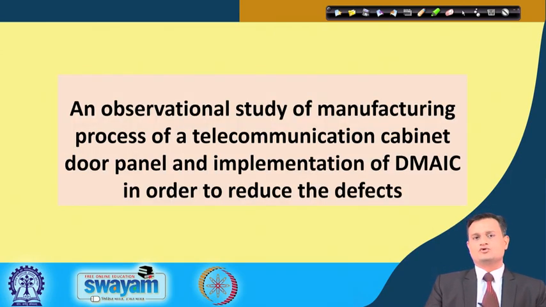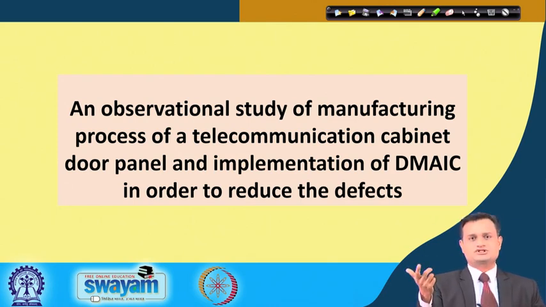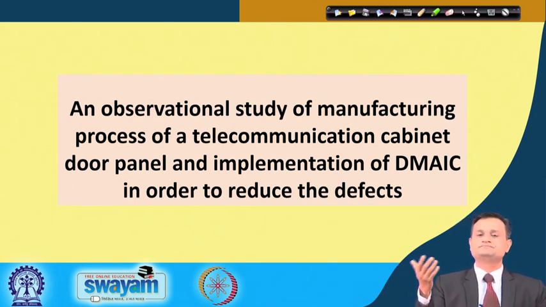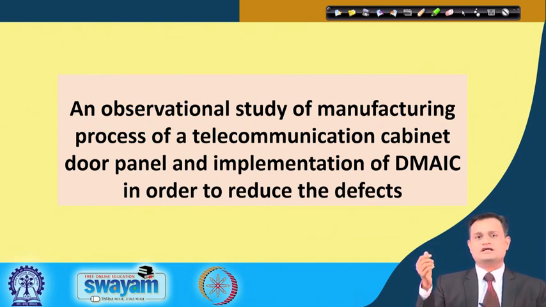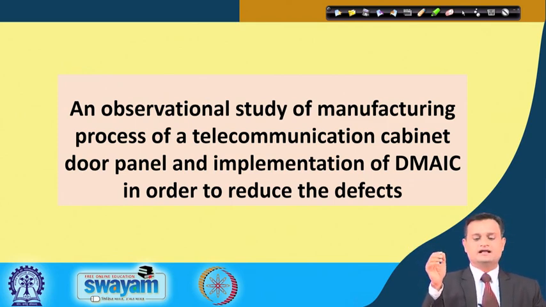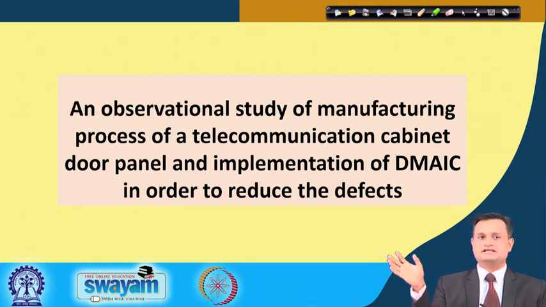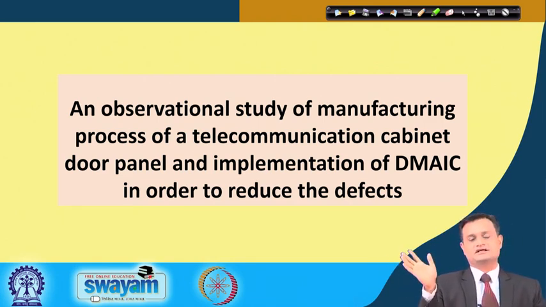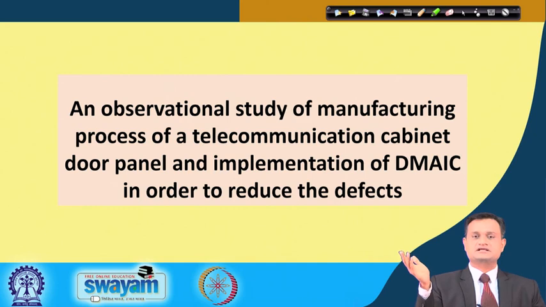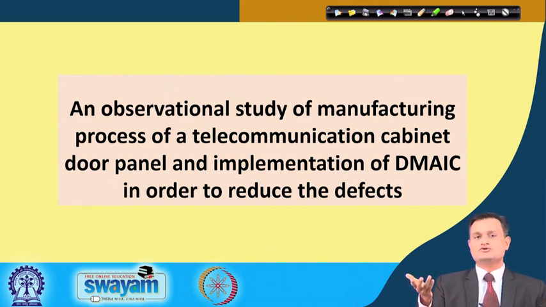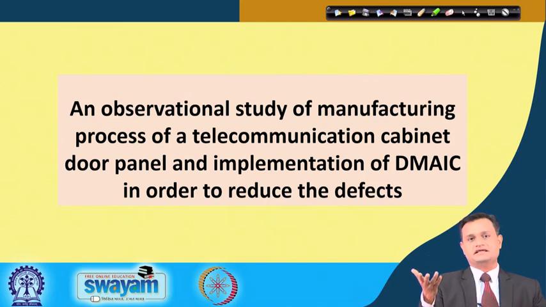Now we want to go through a small case study where some of the tools of Six Sigma are applied to address a particular problem. It is an observational study of the manufacturing process of a telecommunication cabinet door panel and the implementation of DMAIC in order to reduce the defects. Please understand that whatever we have gone through was a full course on DMAIC, and I have discussed all sorts of tools and techniques, but it is not necessary that you will use all of them for a given case study.